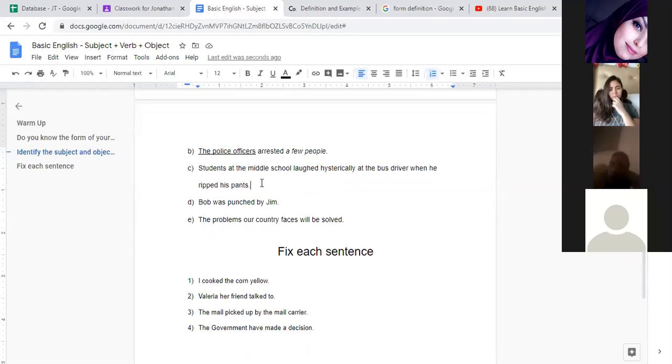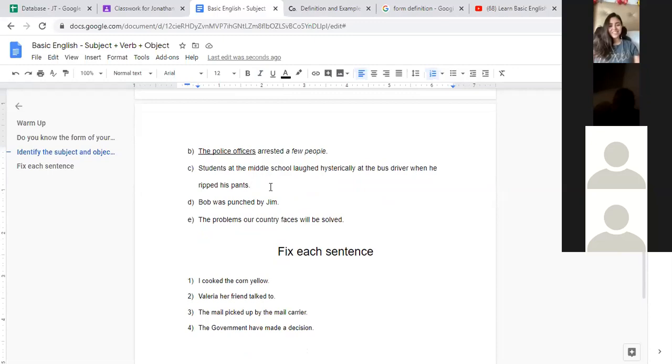C. Students at the middle school laughed hysterically at the bus driver when he ripped his pants. What's the subject here? Students at the middle school. This is the subject. They, right? And then what is the object here? The bus driver. Yeah, the bus driver, his pants.